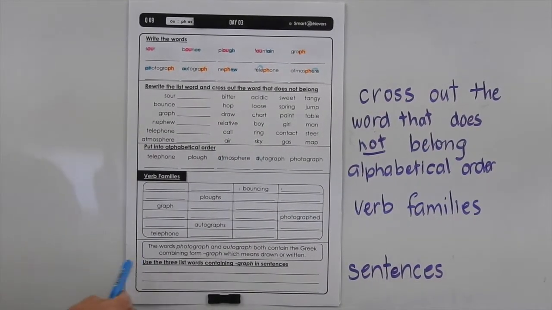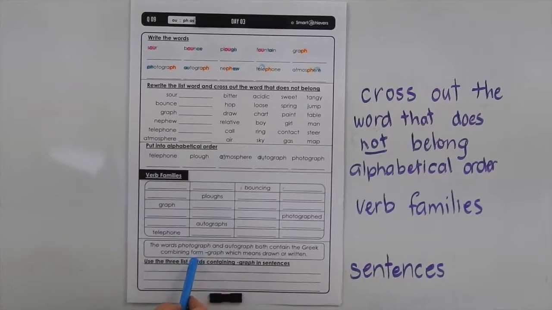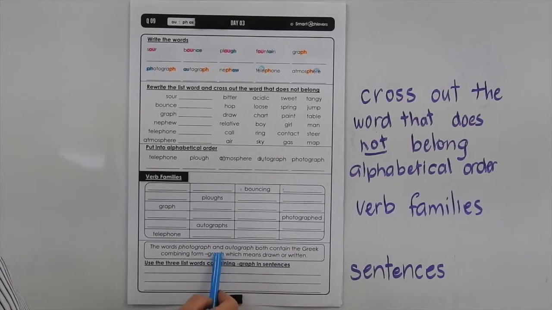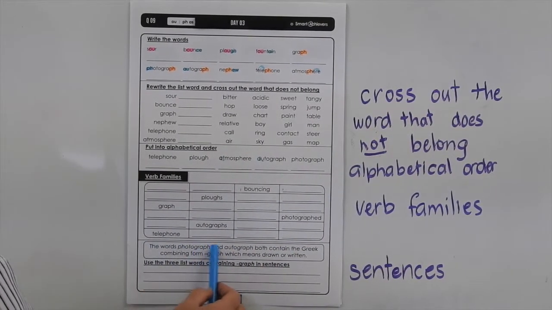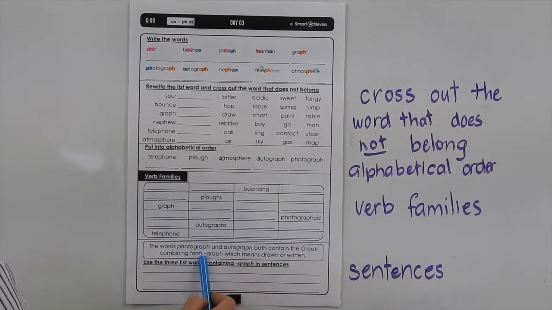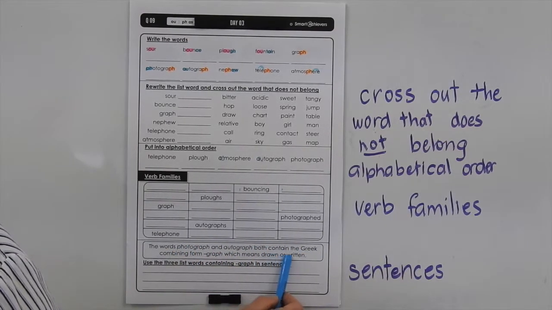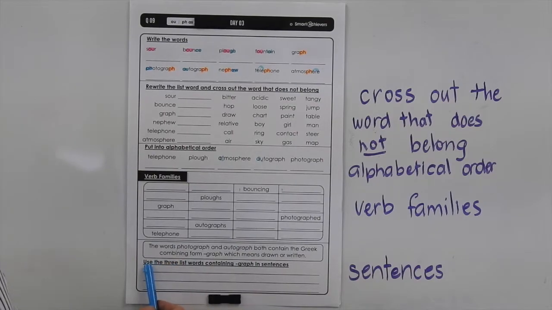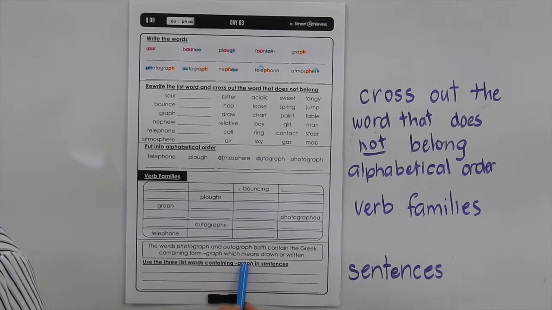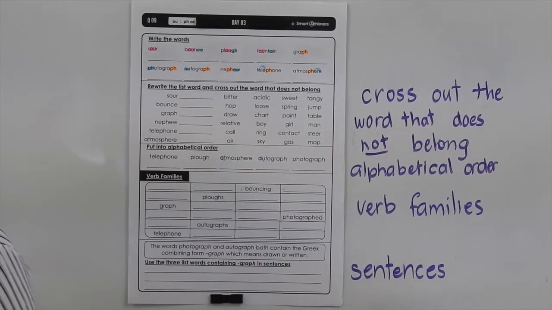Down the bottom, you just have to write the word graph. The words photograph and autograph both contain the Greek combining form graph, which means drawn or written, which we've talked about above. Now you have to use three list words containing the word graph in sentences here.